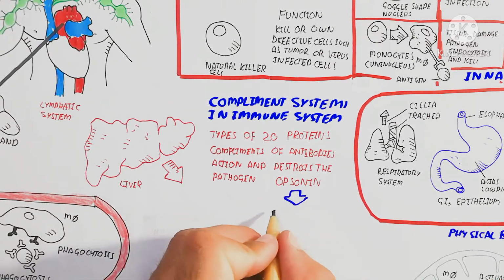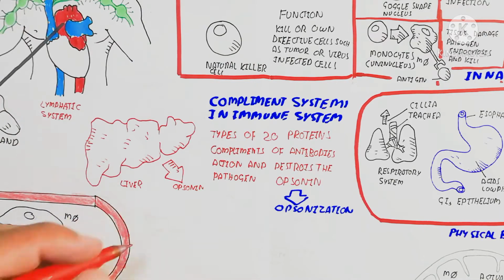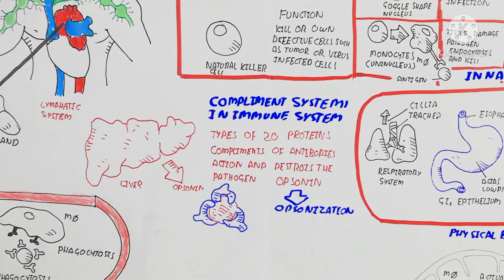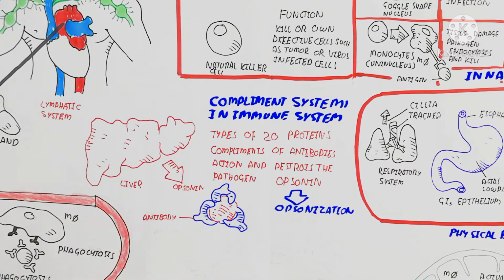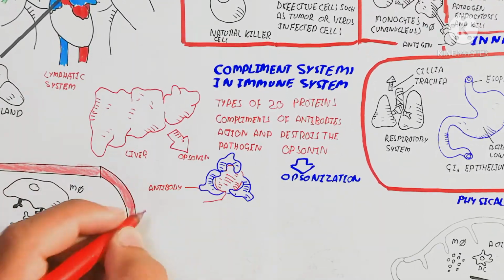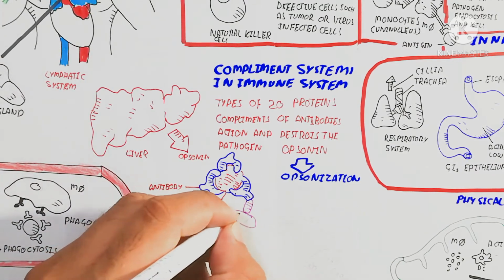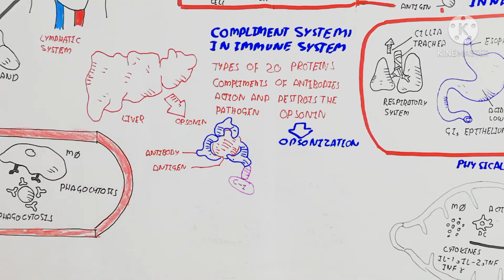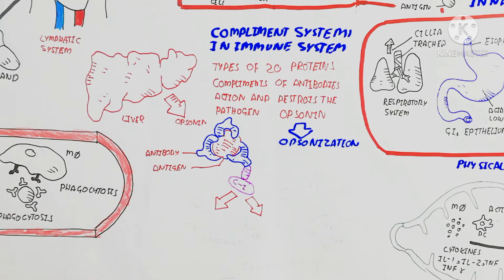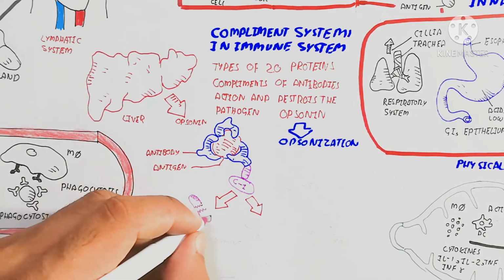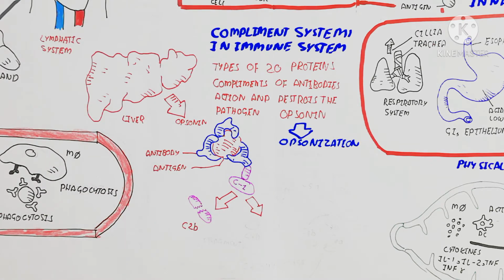It is a type of about 20 proteins that complement antibody action and destroy the pathogen by opsonization. Here is the opsonin protein, which comes from the liver, and here is the antibody antigen complex, which is attached to the complement protein C1. The C1 is basically the precursor of a cascade of different mechanisms to produce opsonization or kill the pathogen.